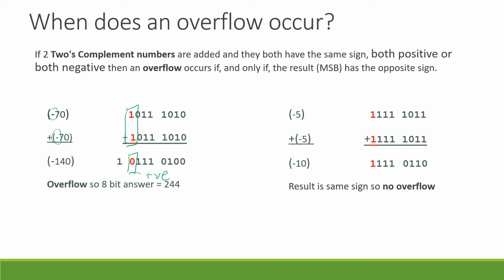In this example here, there's no overflow because we've got a negative number, and we get a negative result. That's perfectly fine. But in the first example, if you get a negative number and a positive result, then that's an overflow. So the overflow flag would be set for this situation on the left.